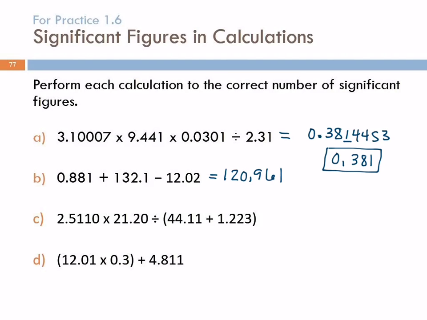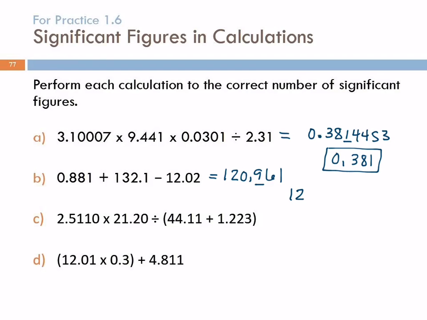$120.961. Okay. Adding and subtracting, the rule is number of decimal places. So this one has 3 decimal places, 1 decimal place, and 2. The smallest number of decimal places is 1 decimal place, so I round the answer to 1 decimal place. The next digit is 6. That rounds the 9 up to 10.